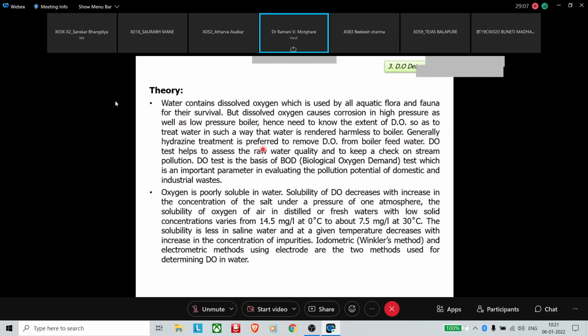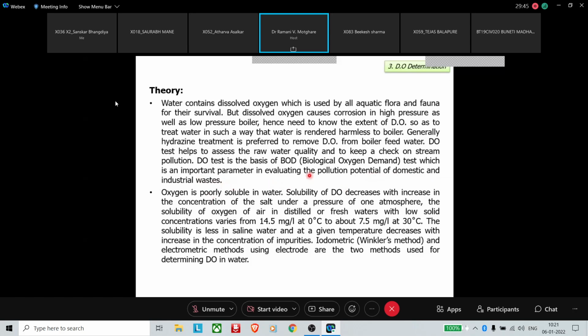Generally, hydrazine treatment is preferred to remove DO from the boiler feed water. So inside the boiler, this hydrazine may be added. The DO test helps to assess the raw water quality and to keep a check on stream pollution. The dissolved oxygen test is the basis of the biological oxygen demand test, which is an important parameter in evaluating the pollution potential of domestic and industrial waste.